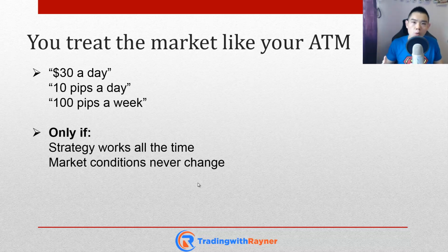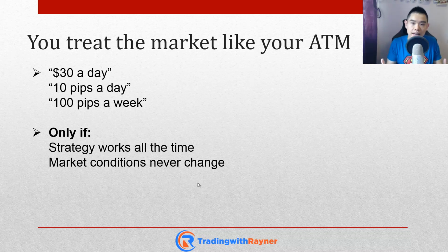Market conditions always change. It always moves from an uptrend to a range to a downtrend, and it goes up a day and down and whatever. Market conditions are always changing. And if market conditions are always changing, what does it mean for your trading strategy? It means that no trading strategy works all the time.